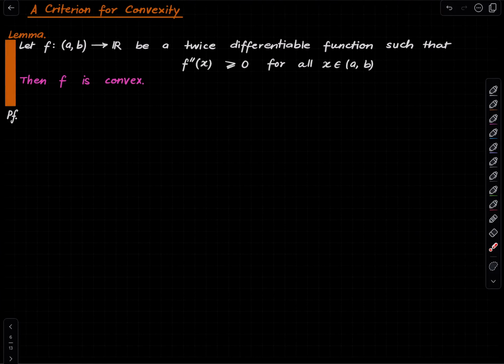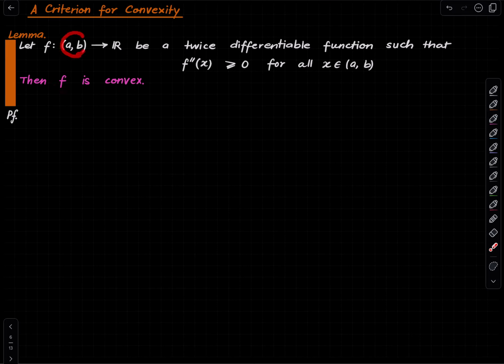So here is the criterion. This is the main theorem of this lecture. So suppose we have a function defined on an interval which is twice differentiable, meaning you can take its derivative and you can also take the derivative of its derivative. It is differentiable 2 times such that the second derivative is always non-negative. Then the function is convex.